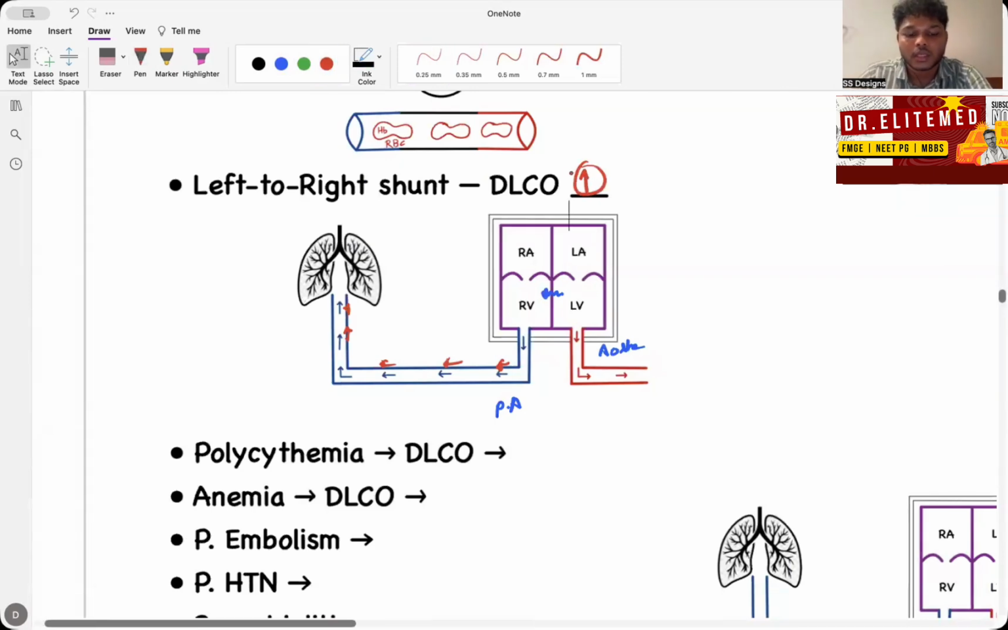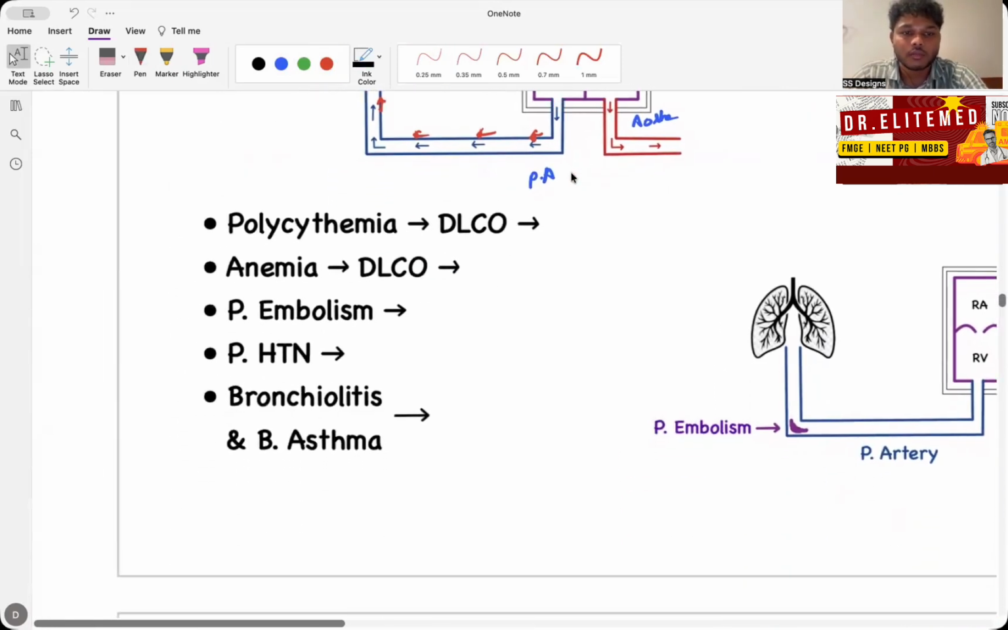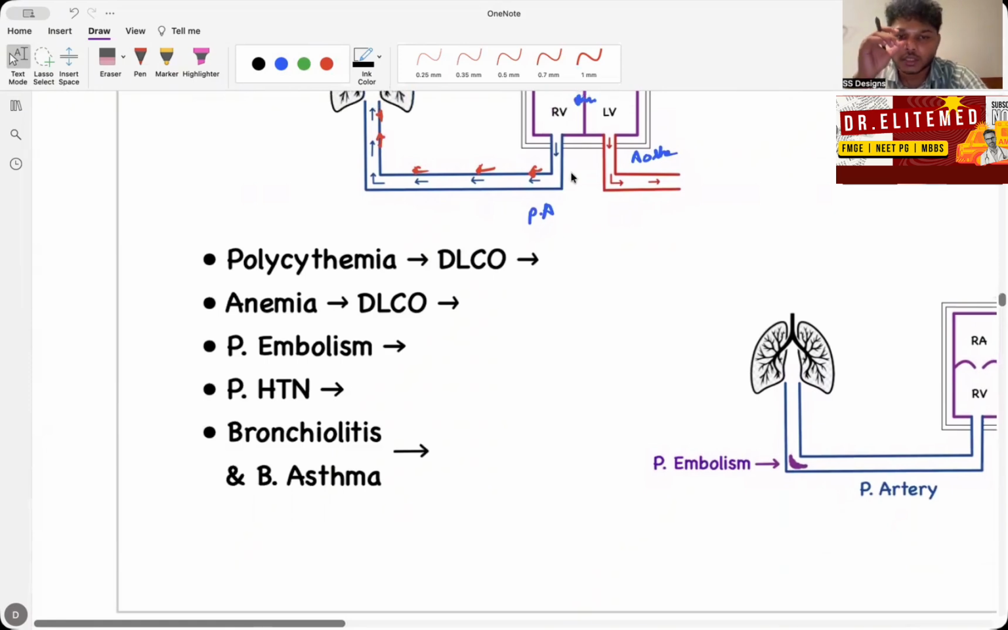So then what do we have? Then we have polycythemia. In polycythemia, what is going to happen? The hemoglobin is going to increase, right? So obviously the DLCO is going to increase. In anemia, the hemoglobin is reduced. What about the DLCO? Reduced, so decreased, right?